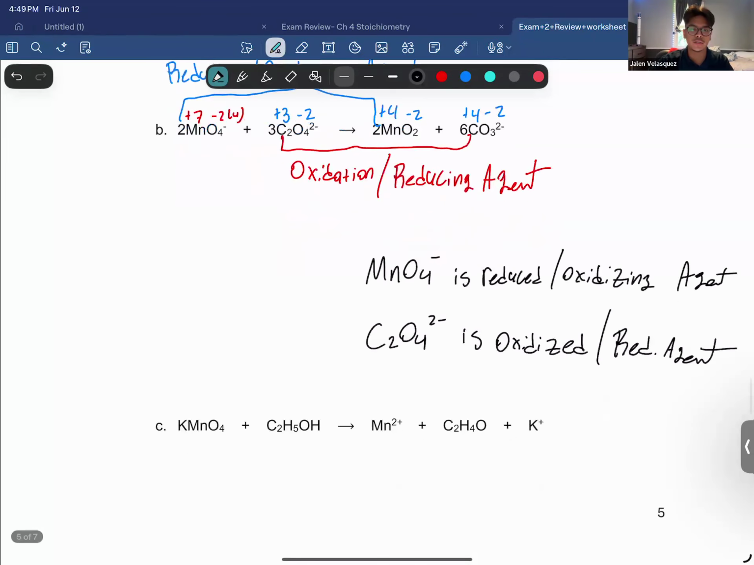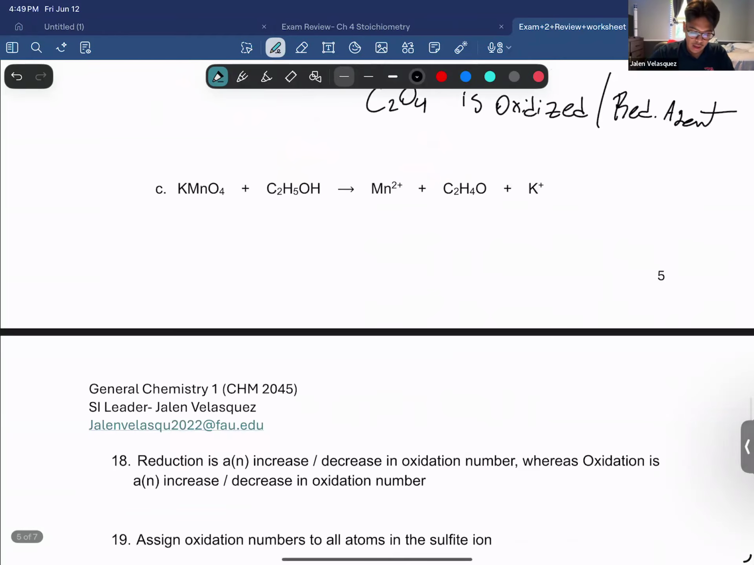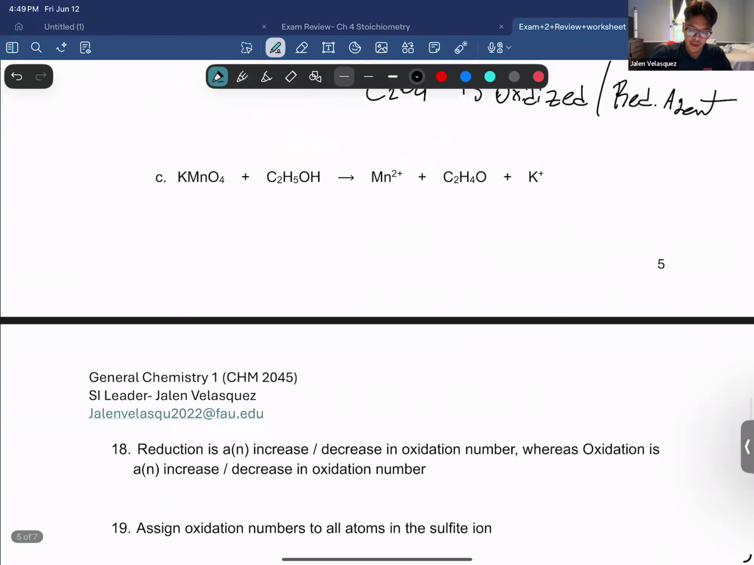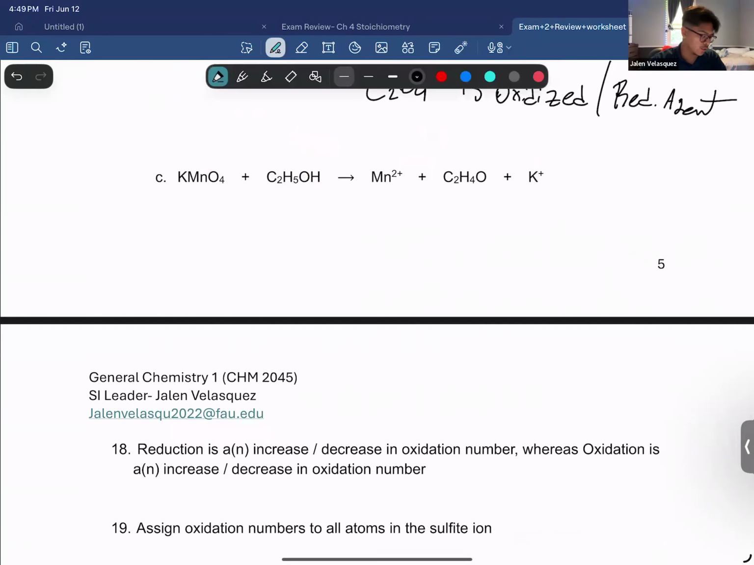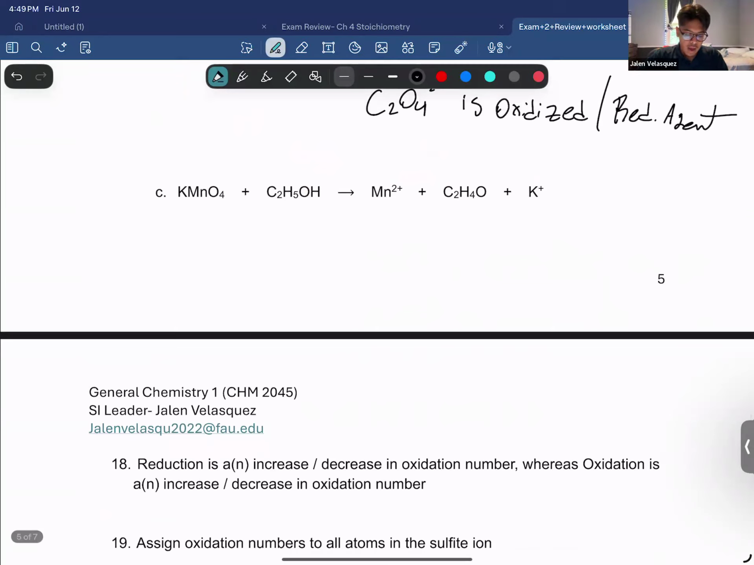All right, finally, part C here. Here I have potassium permanganate reacting with ethanol. All right, so let's assign the oxidation numbers to everything here, right?